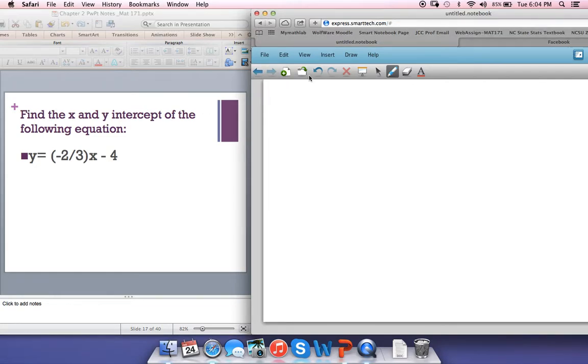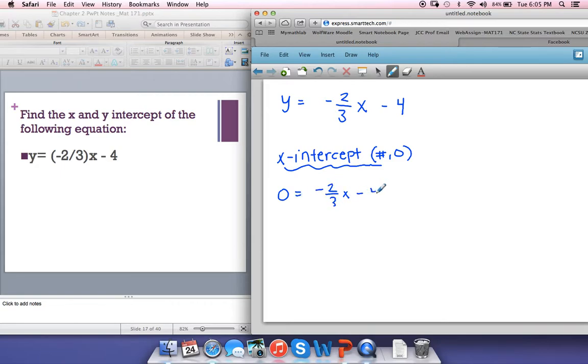So here's an example over here that I've given you. Find the x and y intercept of the following equation: y equals -2/3 x minus 4. If I ask you to find the x-intercept, we know that the x-intercept is going to be a number and then your y value equals 0. So when you're looking for the x-intercept, you have to plug in y equals 0 and then solve for your x value. Now, if you're looking for your y-intercept, you know that your point is going to be 0 and a number because x has to be 0 and then you have to find the y value.